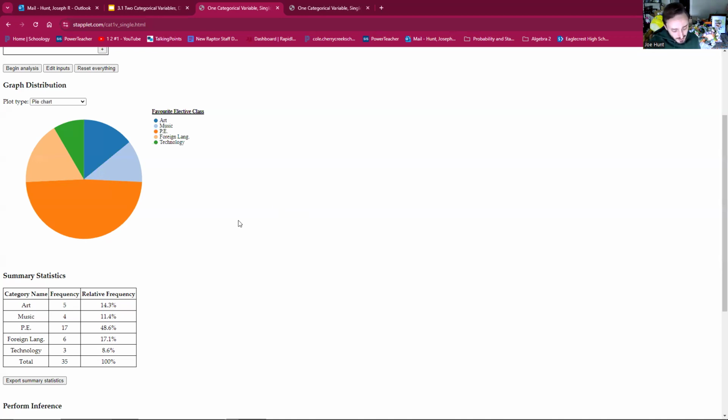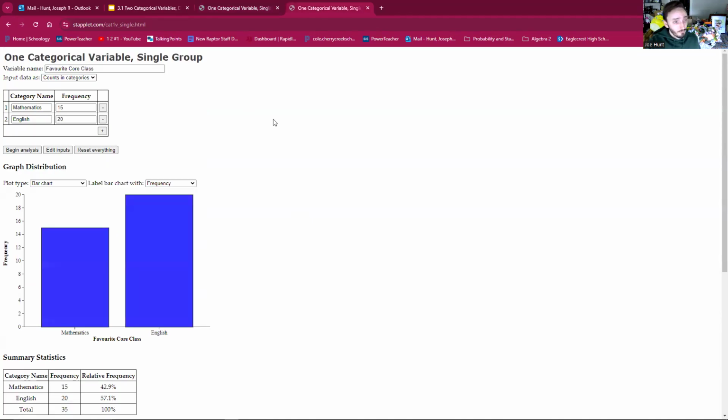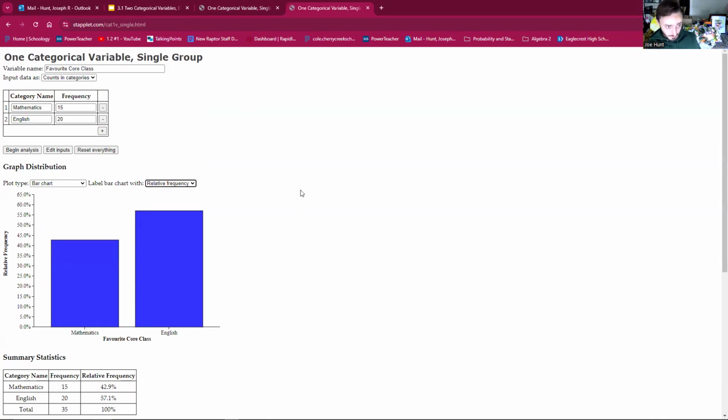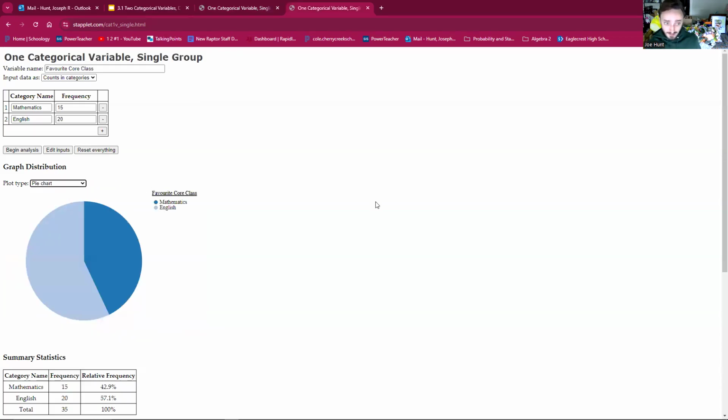Now, the next question that I ask my students is, if you had to choose, say, a core class, mathematics or English, which would you prefer? And when I gathered up that data last year, I found that 15 of them said mathematics and 20 of them said English. So if I'm taking a look, say, at the frequencies or the relative frequencies, I can get an idea of the proportions here with a bar chart, but maybe a different data display would help me visually see much quicker how much of the sample of my students preferred, say, English versus math. And I definitely saw a slight majority preferring English over mathematics.